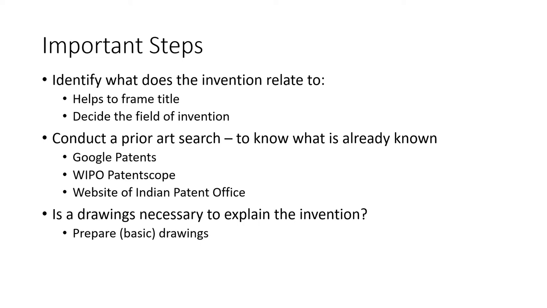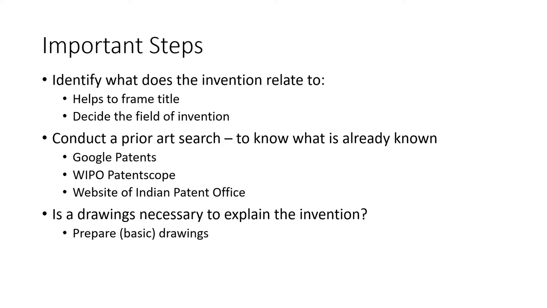So an important step before you go into drafting of a provisional patent application is that you conduct a prior art search. You need to do this so as to find out what already exists similar to your innovation, and so you find out what is already known, or what we call the state of the art. So how do you conduct a prior art search?